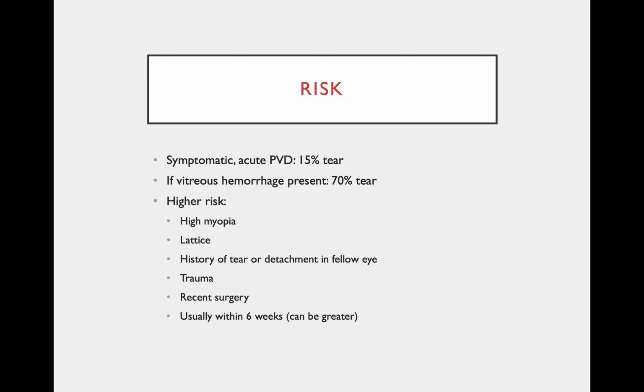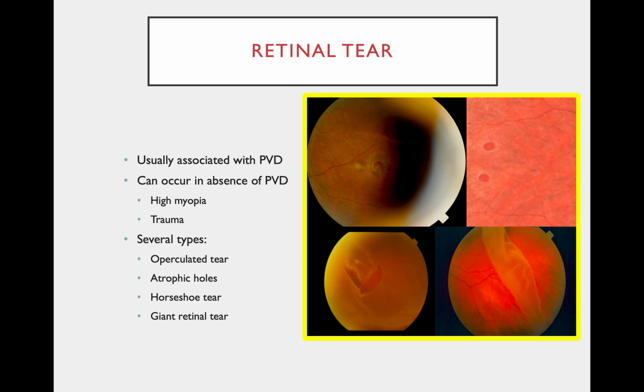High-risk patients are those with high myopia, lattice, if they've had a tear or detachment in the fellow eye, if it's associated with trauma, if there's been recent surgery, for example, cataract surgery, and the risk is usually highest within the first 6 weeks. What we're trying to identify and make sure we treat if we see it is retinal tears.